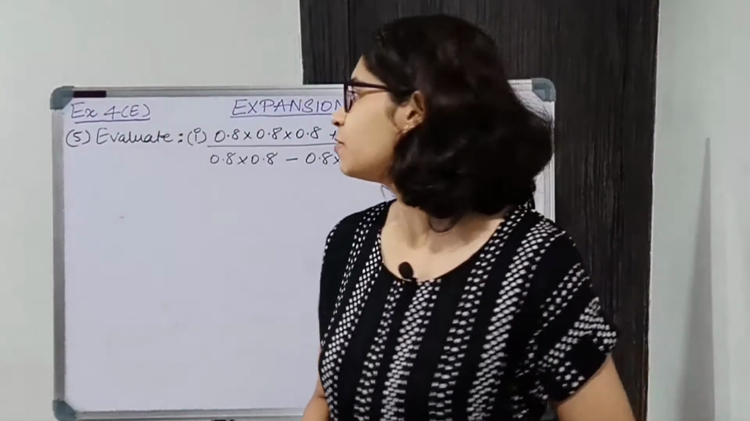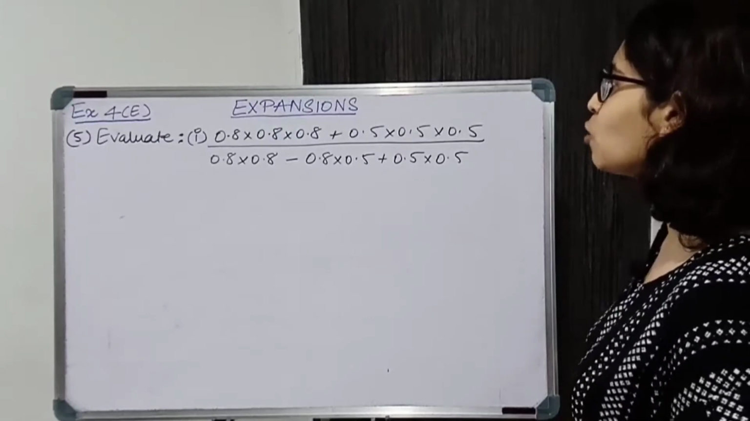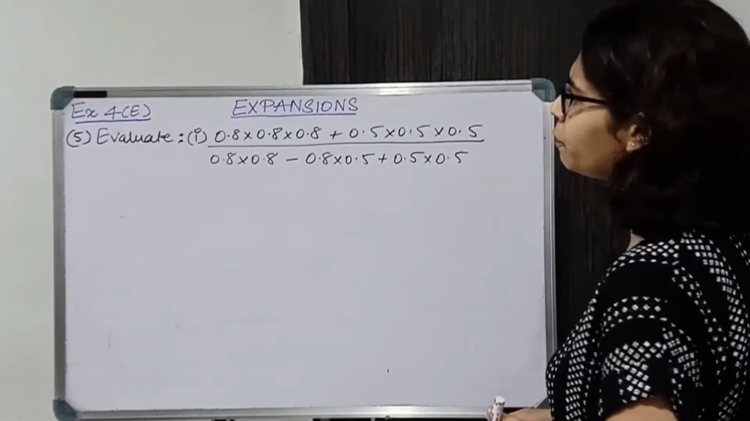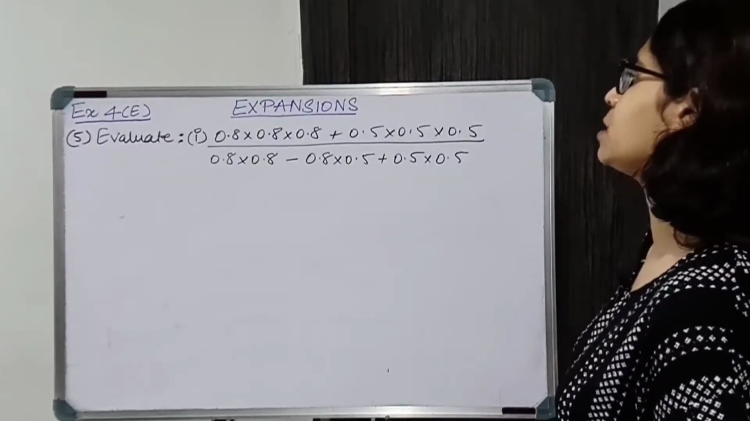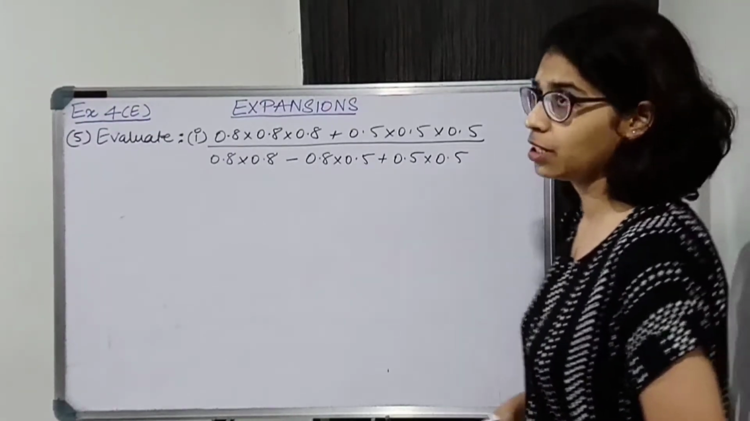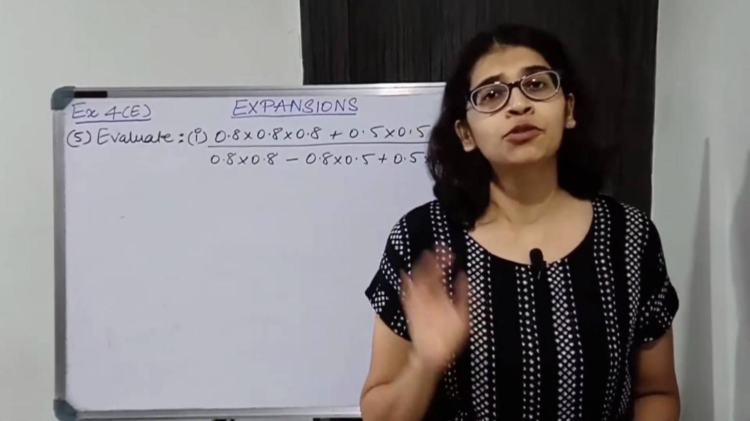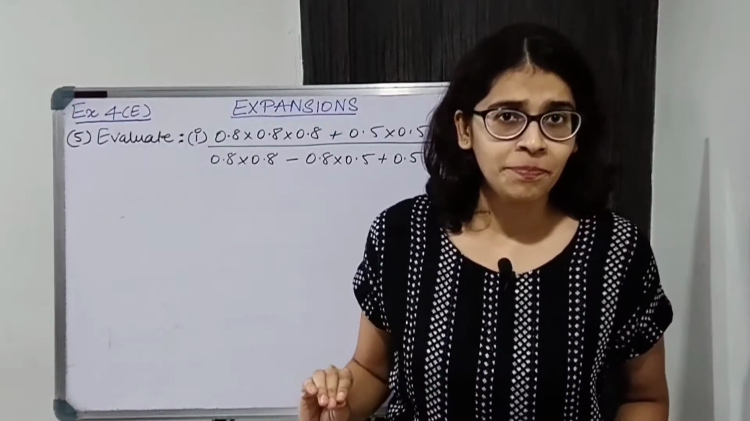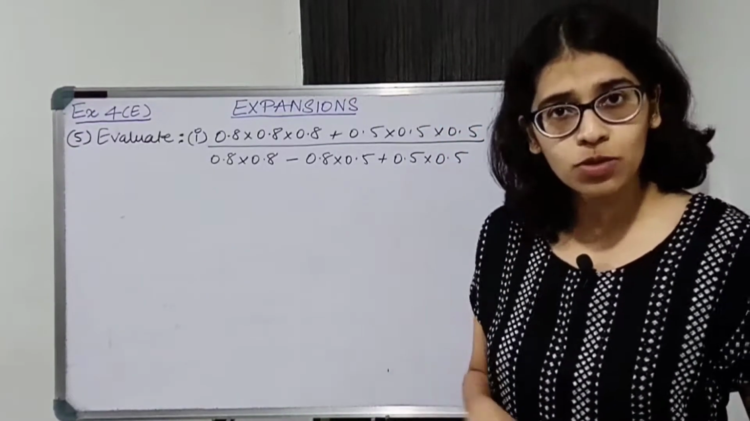Question number 5. Evaluate first sub question: 0.8 into 0.8 into 0.8 plus 0.5 into 0.5 into 0.5, the whole upon 0.8 into 0.8 minus 0.8 into 0.5 plus 0.5 into 0.5. This is very easy, students. If you know the 4 special products, if you remember the products, then this is very easy. Okay, so let us start with the first sub question. There are 2 sub questions.